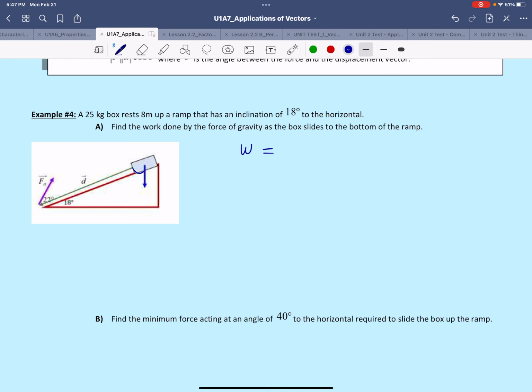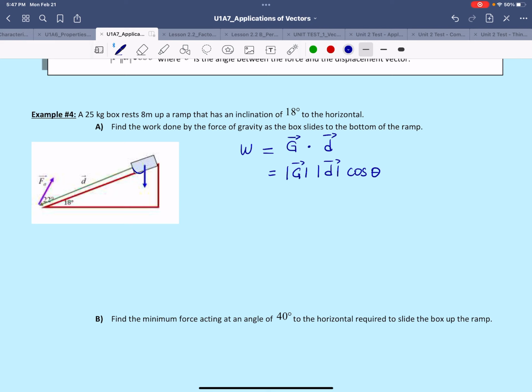We know work is force times displacement. In this case, the force we're talking about is gravity, and displacement we're going to let be d. So alternatively, this would be the magnitude of gravity multiplied by the magnitude of displacement, and then the cosine of the angle made between gravity and displacement. So let's take a look at each and every part of this formula.